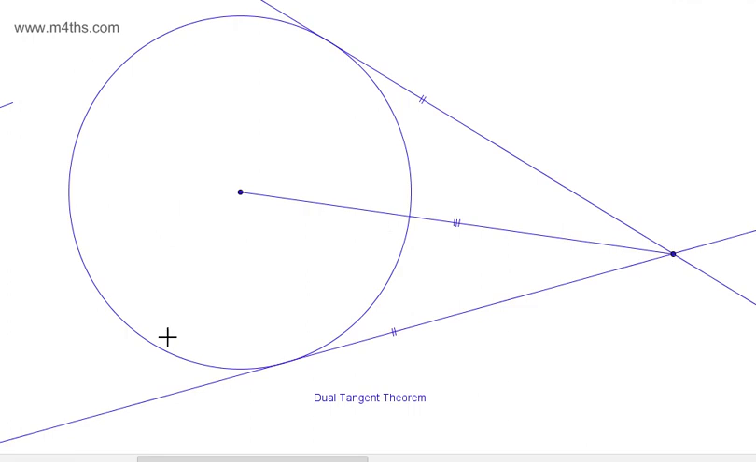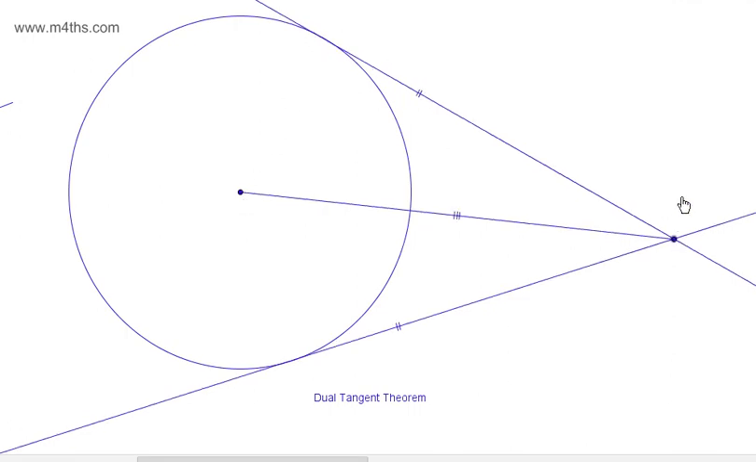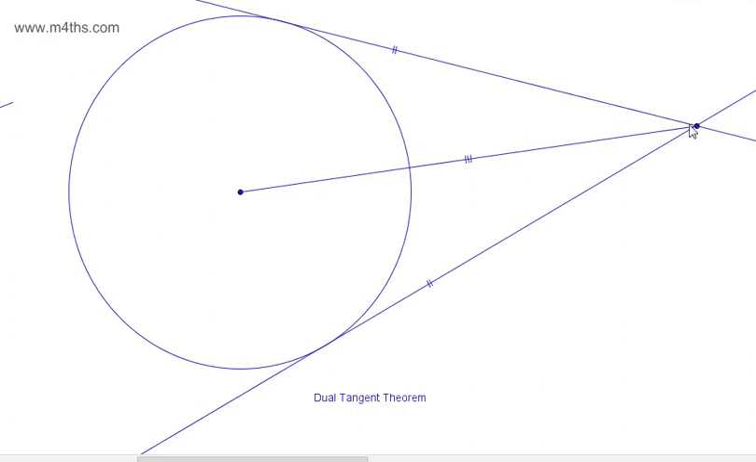This comes off the tangent radius theorem. So if we had a radius just here and a radius just here, these now share a line, and we're going to have two congruent triangles, which are identical triangles. They share this line. That means the distance from the point here to the circumference will be the same as from the point here to the circumference. So that gives us the dual tangent theorem. Wherever I put that, the distance from this point to here is the same as the distance from this point to here.